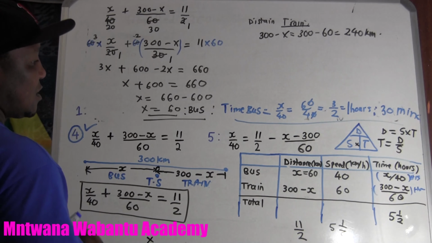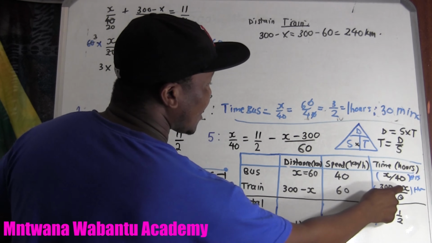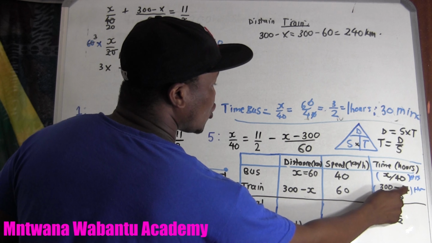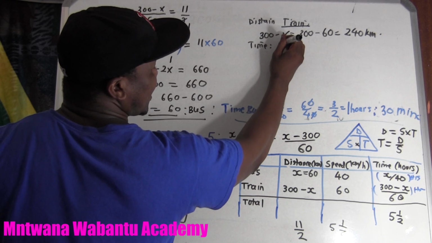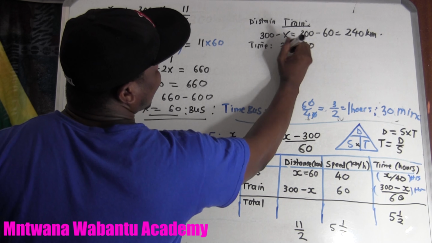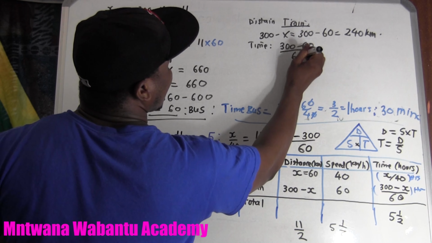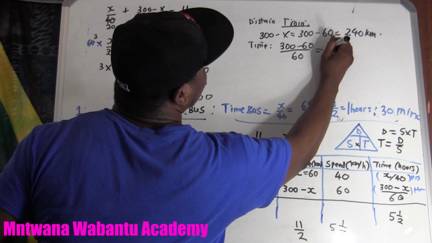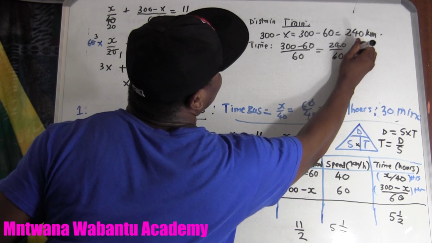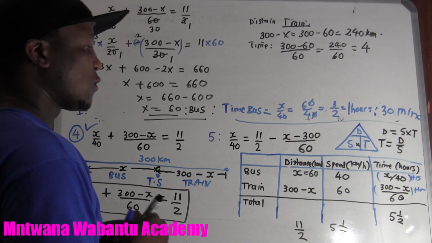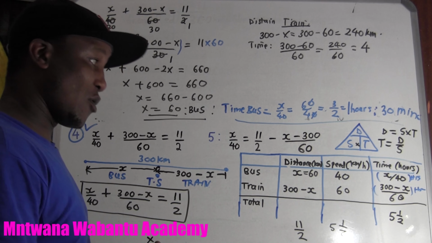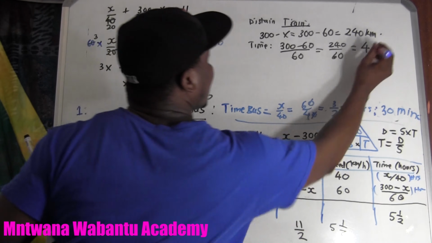Now time for the train is going to be 300 minus x. 300 minus 60 equal to 240. So time for the train is going to be 300 minus 60 over 60. So this is going to be 240 over 60. So how many 60s in 240? 4. Oh, so the train took 4 hours. So the train took more time. Yes, 4 hours.